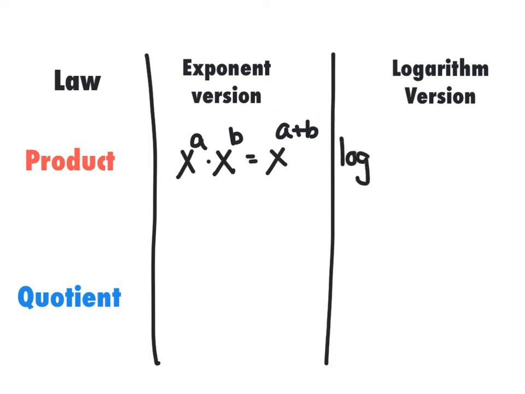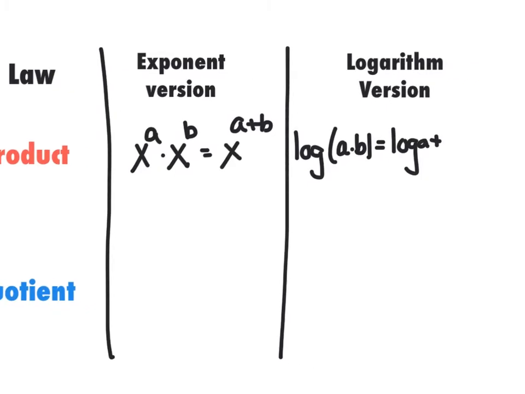The log of a times b is equivalent to the log of a plus the log of b. So let me say that again. Because a logarithm is an exponent, I'm adding, just like I did when I multiplied, I added exponents. So I'm saying the log of a times b is equivalent to the log of a plus the log of b.